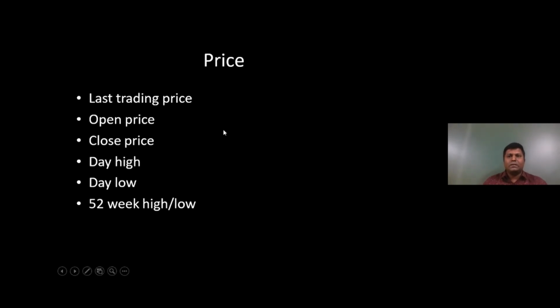Open price is the price at which the market will open. Let's say, as I mentioned, from 9 to 9:15 the market will get settled, and the first price at which it is traded, what price the market will open, that is the opening price. Closing price is the previous day's closing price. Day's high, today's day's high. Day's low, today's day's low.